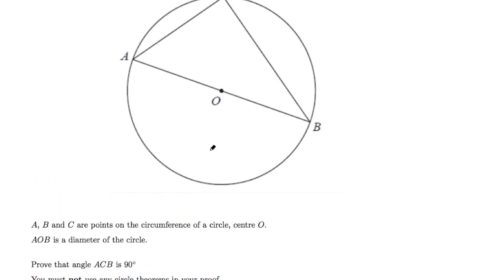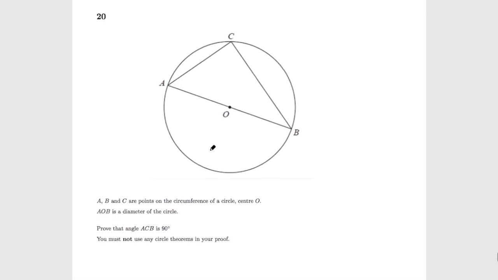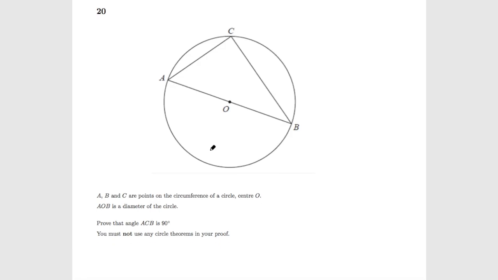Okay, so this is actually quite an old question. This has come up in past papers before, but if you haven't seen this before, it can be quite difficult. If you are one of the lucky ones that have seen this before, then hopefully you didn't find this question too difficult. But let's go through the process as to how you're showing that this is 90 degrees. So we need to show that angle ACB is 90 degrees in this circle.